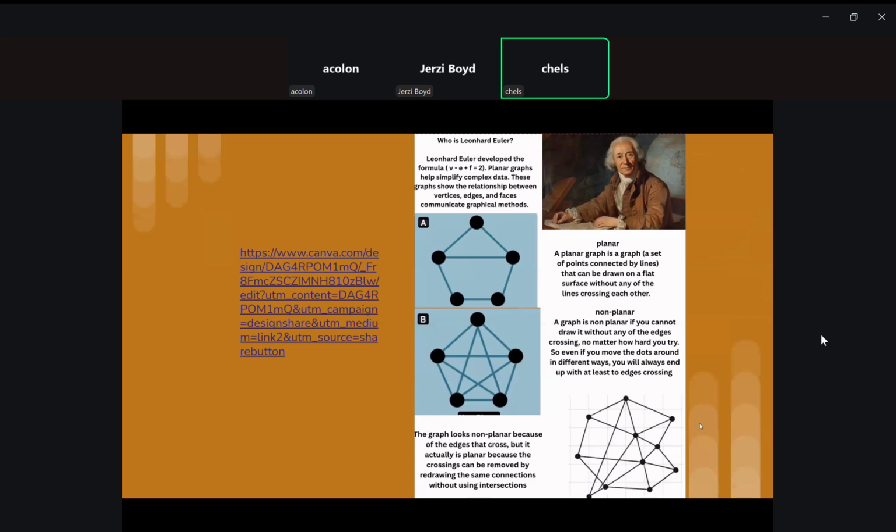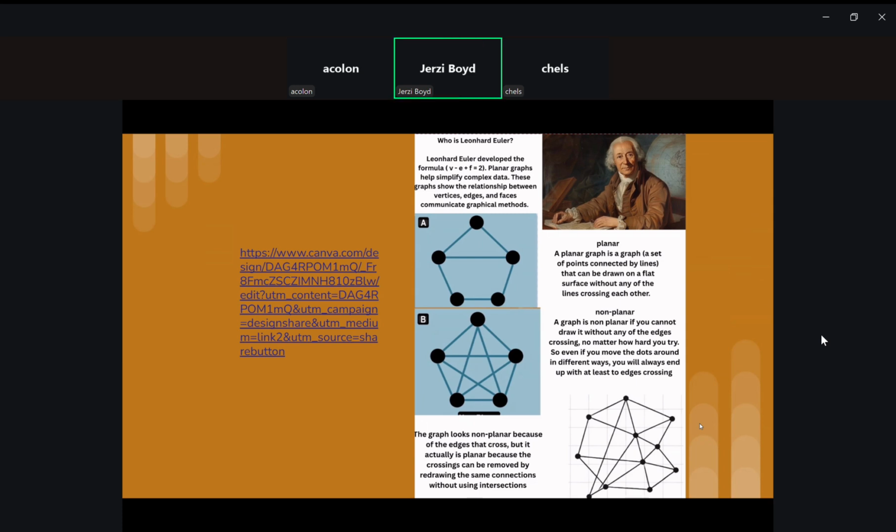This is Jada's slide. She could not make it, but once again, Euler is the one who made the formula V minus E plus F equals 2, and planar graphs help simplify complex data. A planar graph is a graph that is a set of points connected by lines and can be drawn on a flat surface, without any of the lines crossing each other.